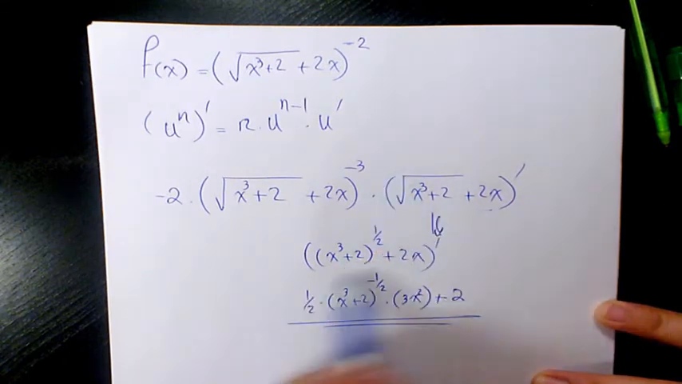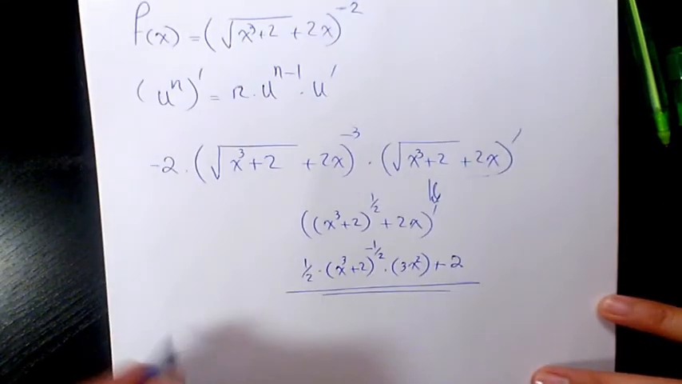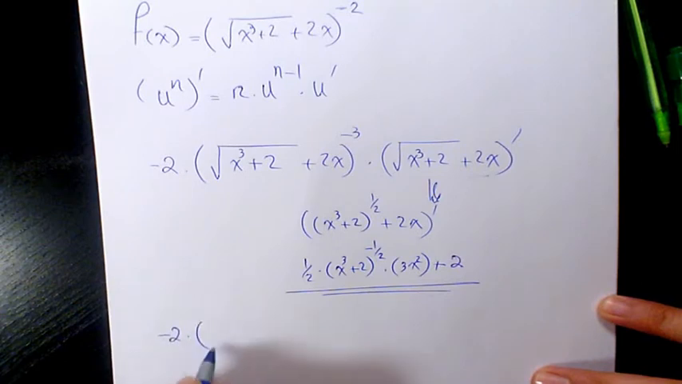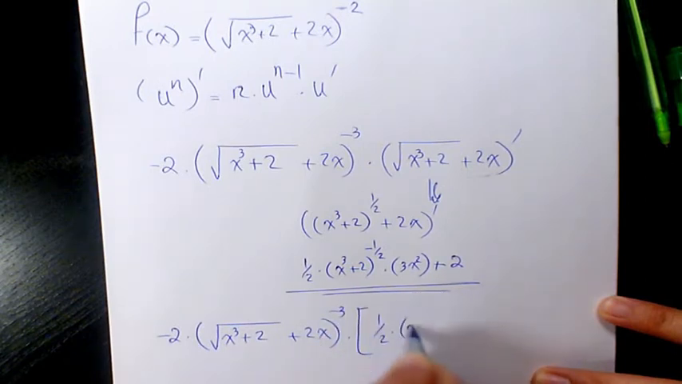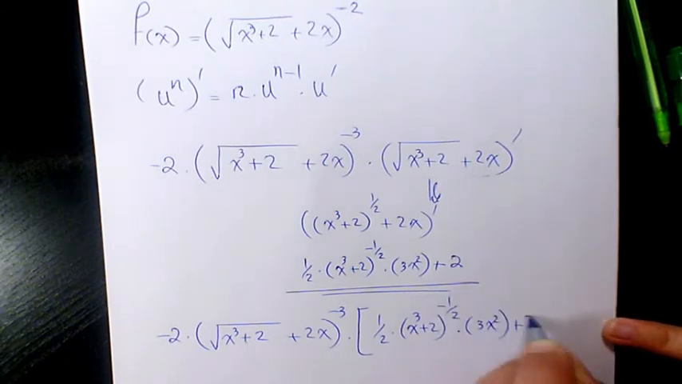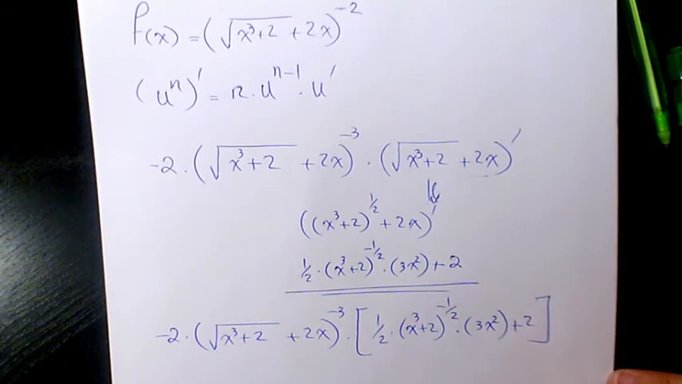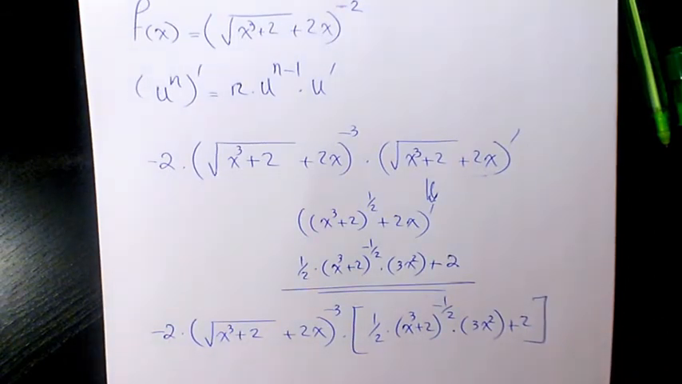So when you multiply this part by this, you're going to have negative 2 times square root of x cubed plus 2 plus 2x to the power of negative 3 times 1 over 2 times x cubed plus 2 to the power of negative 1 over 2 times 3x squared plus 2. So that's basically going to be the final answer to this question.